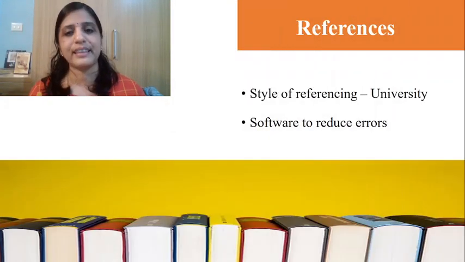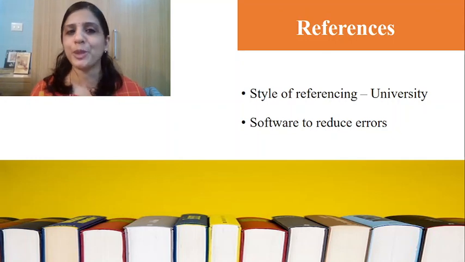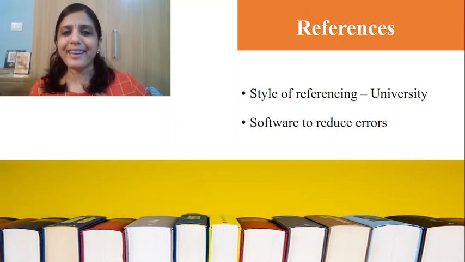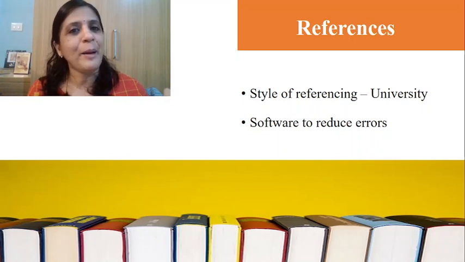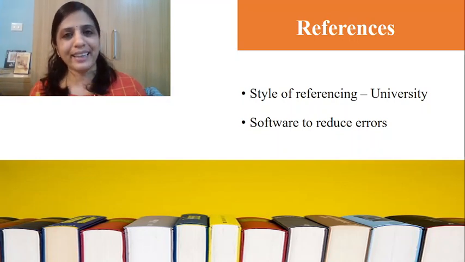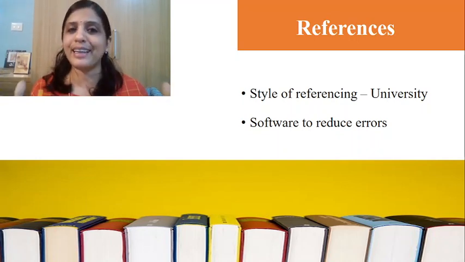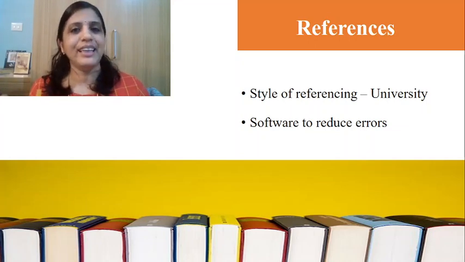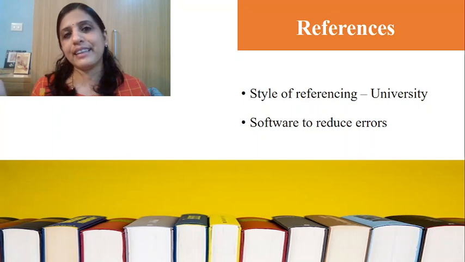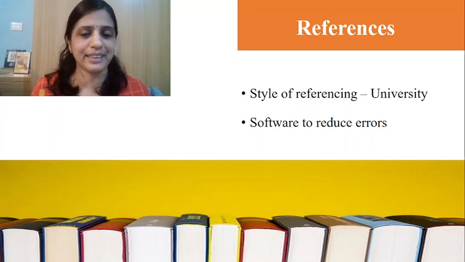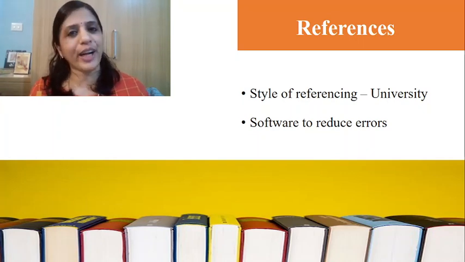Next is references. Very often a student designs a research proposal so beautifully till ethical considerations. But when it comes to references, you will find that the references are not written properly. So please take care to follow the referencing style given by your university. If you are under KUHS, Kerala University of Health Sciences, then the referencing style is Vancouver style. So please read on what Vancouver style is.